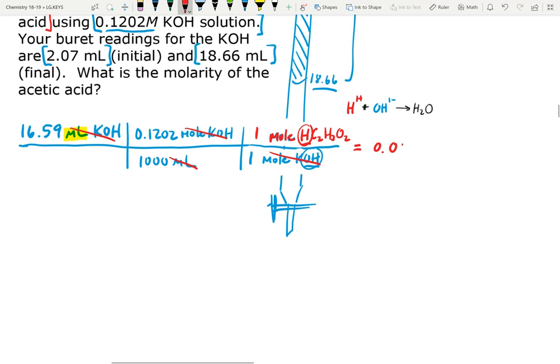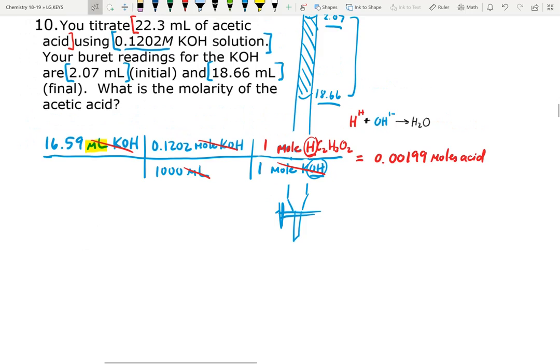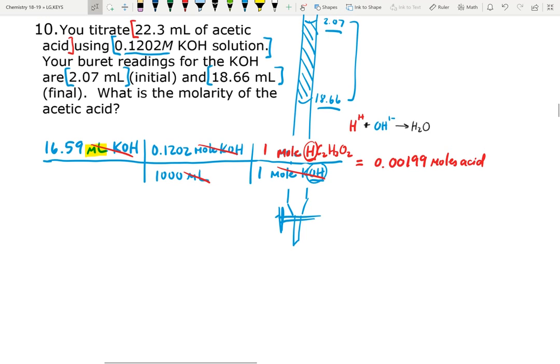I get 0.00199 moles of the acid. Okay, I'm just going to write acid because that's good enough. They want us to figure out the molarity. And remember, molarity is moles per some number of liters, as the calculation goes in our problem here. So we're going to take that number of moles, 0.00199 moles of acid, and divide by the volume of the acid solution in liters. And again, if I go back up to my problem, it says that the acid solution was 22.3 milliliters. We need that in liters, so I'm going to move my decimal over 3 times.